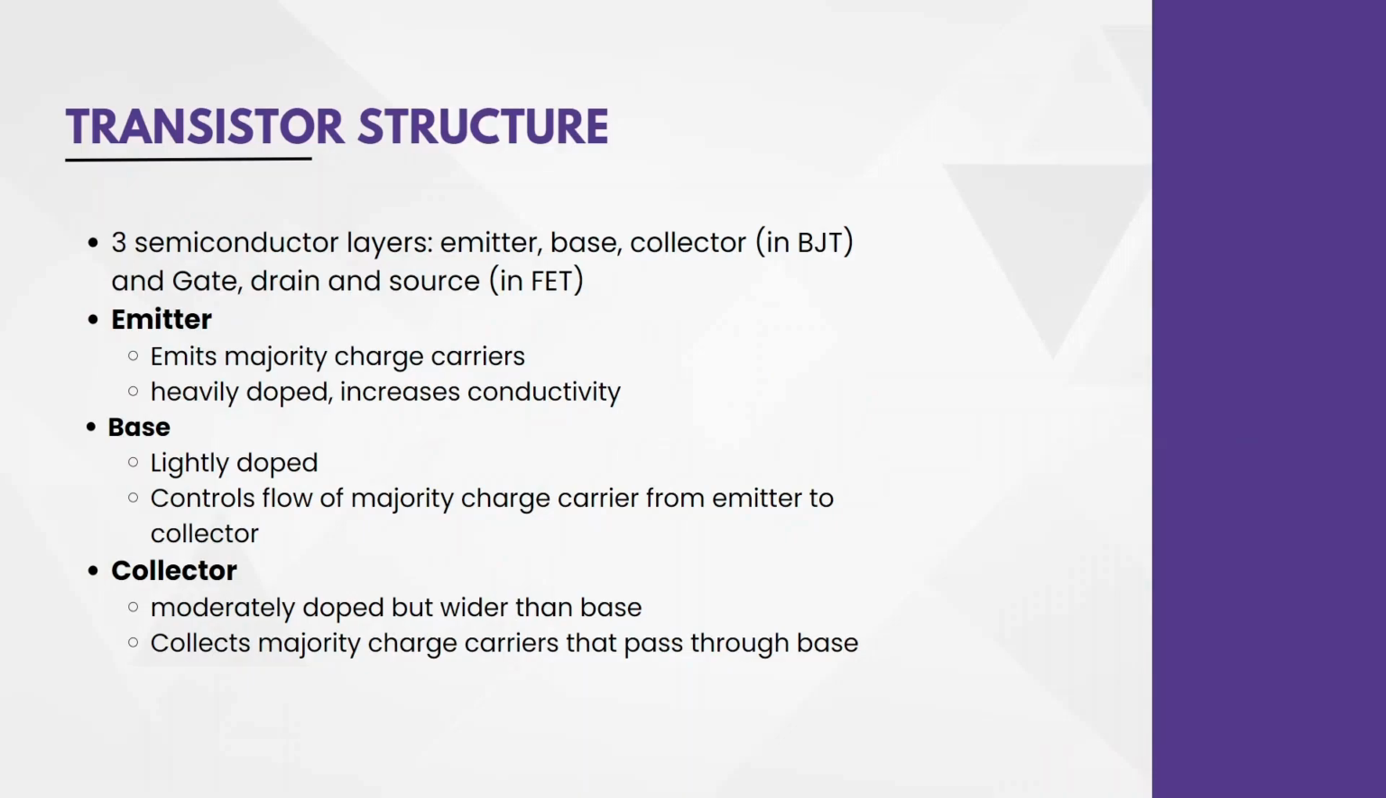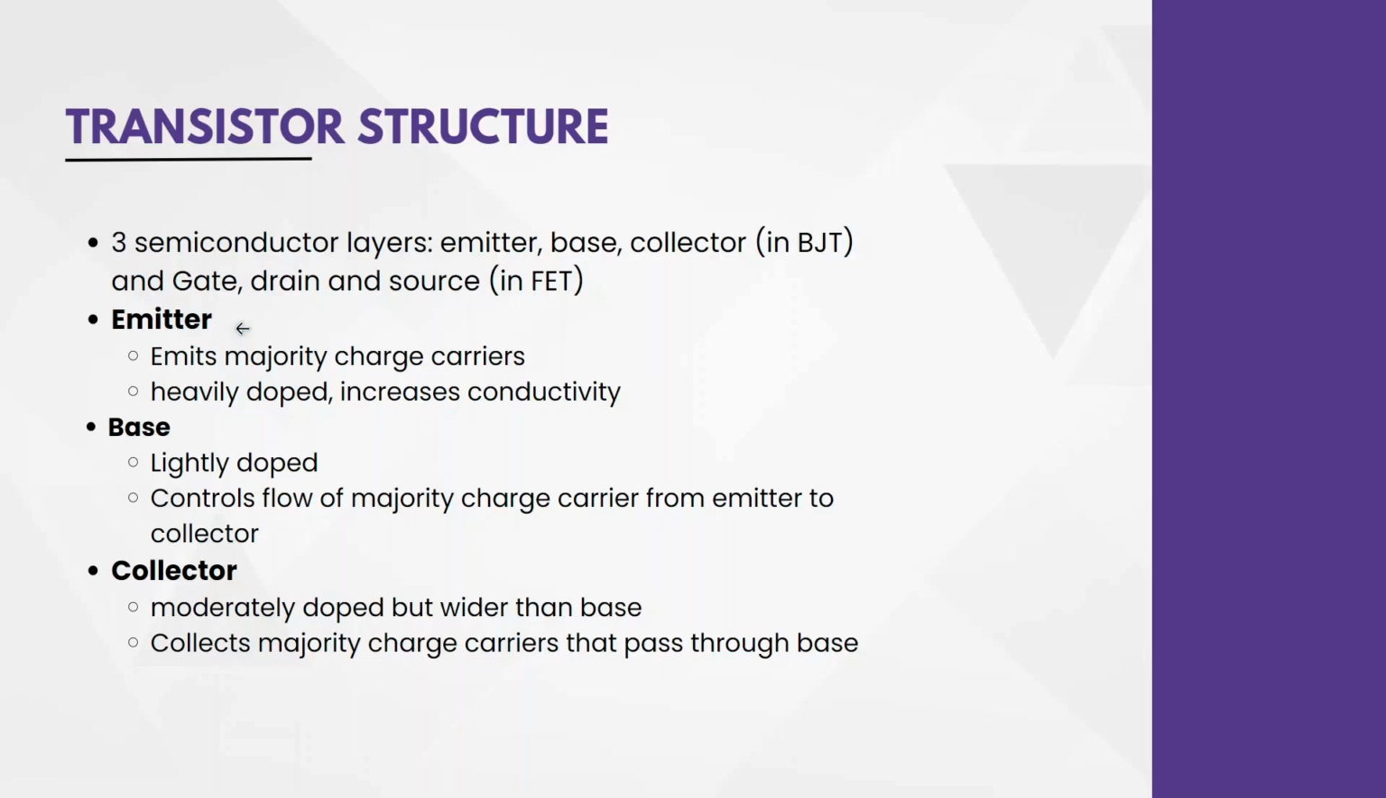In general, every transistor will have three main layers, and those layers have different names based on the type. We will learn about gate, drain, and source in a while. For now, we will understand what emitter, base, and collector is. So these three terminals perform different functions.